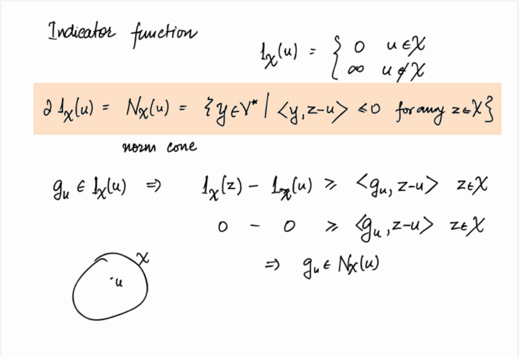Suppose that u lies in the interior of the set calligraphic X. Now z can be arbitrary and therefore the vector z minus u can point in any arbitrary direction. This means that the only value of g_u that will satisfy the condition that it makes an obtuse angle with z minus u is g_u equal to 0. It is not possible for any non-zero value of g_u to make an obtuse angle with the vector z minus u, which is arbitrary. So the norm cone is a singleton with the 0 element for all points in the interior of X. It is only non-singleton at the boundary of calligraphic X.